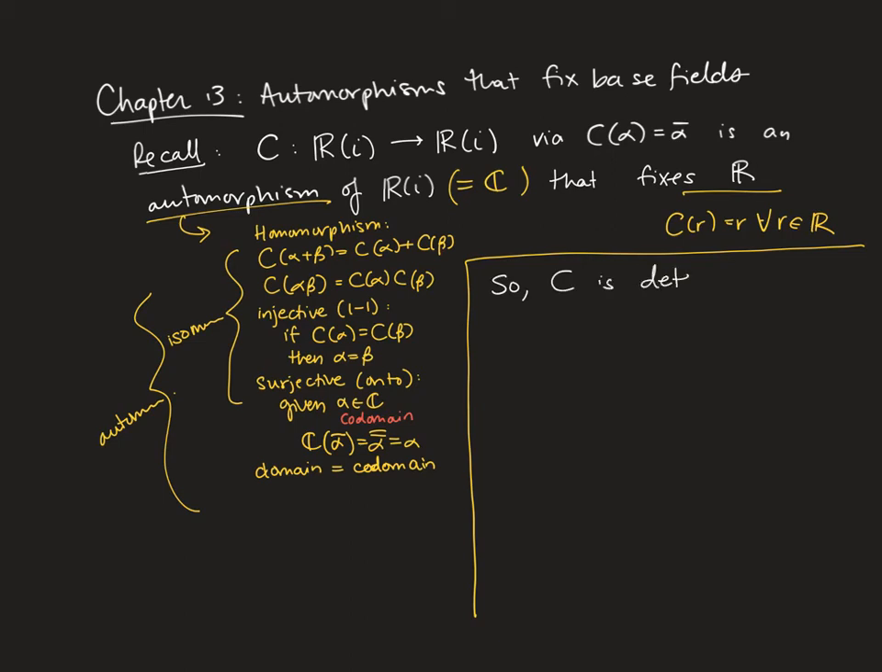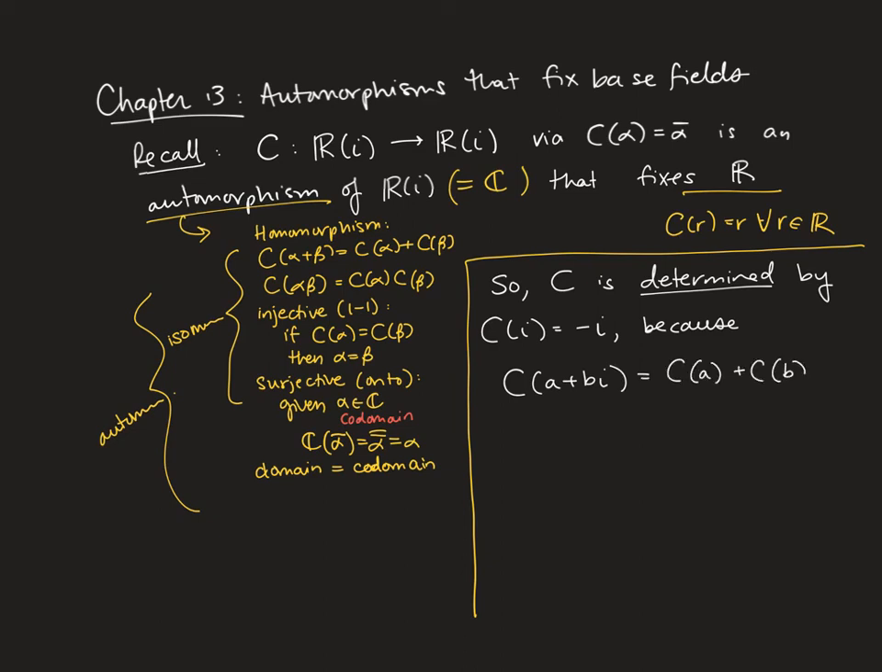So that's pretty good. That tells us that our conjugation automorphism is determined by what C does to the complex number i, right? The complex conjugate of i is negative i. And that's because C of a plus bi is going to be C of a plus C of b times C of i. And we're just using the fact that that's a homomorphism of rings.